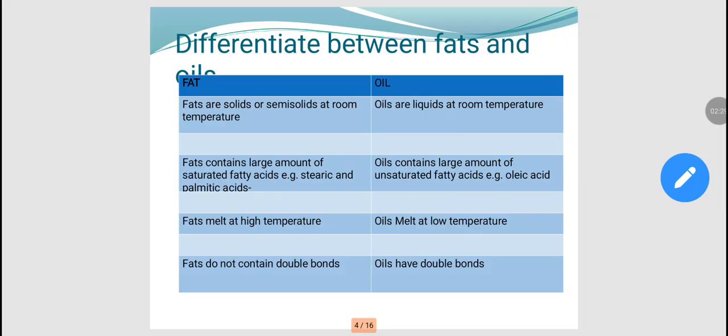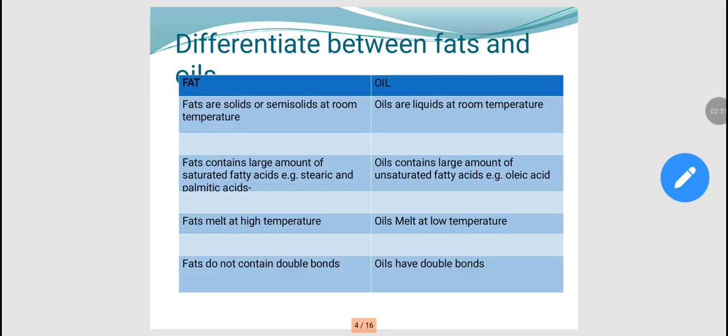Differentiation between fats and oils. Fats are solids or semi-solids at room temperature. Oils are liquids at room temperature.